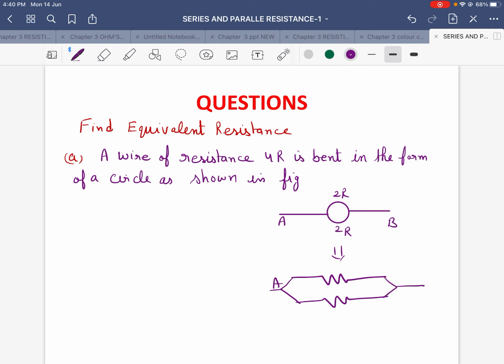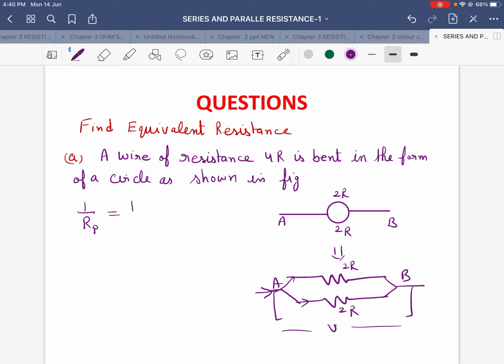This point is A, this point is B, this resistance is 2R and this is also 2R. We have to find the total resistance. Here the current entering from here will be divided into two parts, but these are connected across the same potential, so these are connected in parallel.